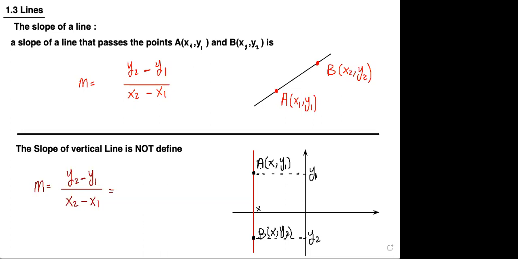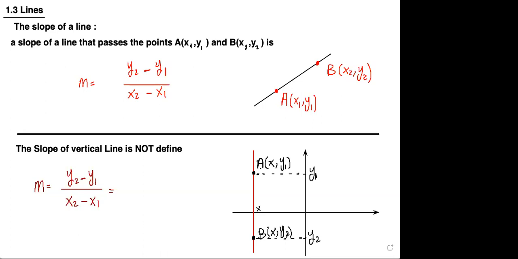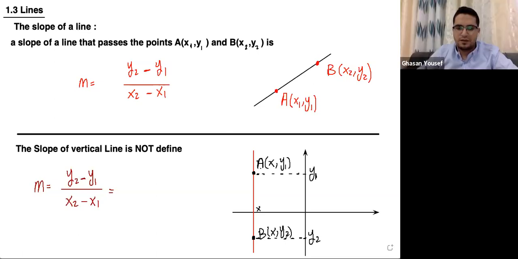Plug the points inside the formula. The first point is x comma y1. The second point is x comma y2. Just plug it inside the formula. What do I get here? Any idea?